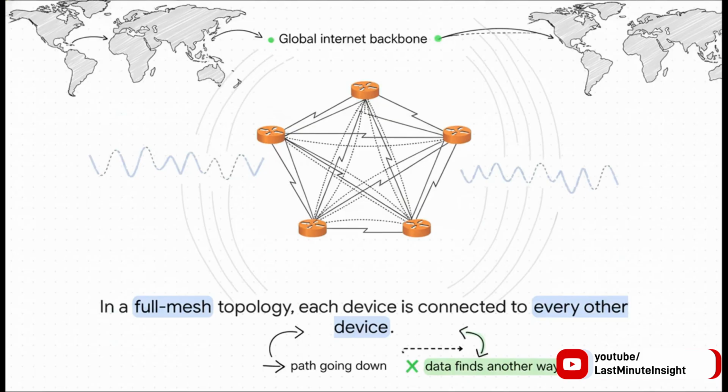In a full mesh setup, there are no single points of failure. Why? Because everything is connected to everything else. This incredible web of redundancy is what makes the backbone of the global internet so incredibly resilient. If one path goes down, data just says, okay, no problem, and finds another way to its destination.